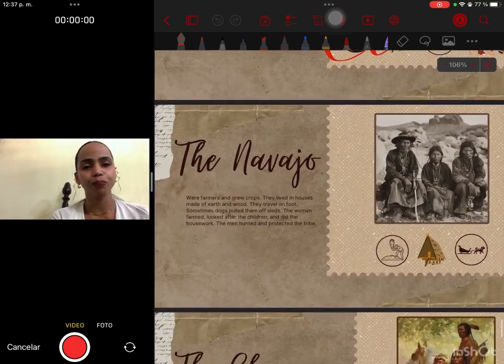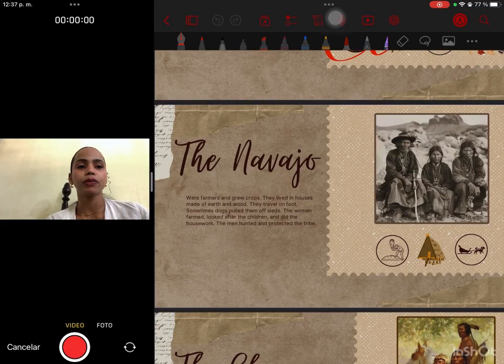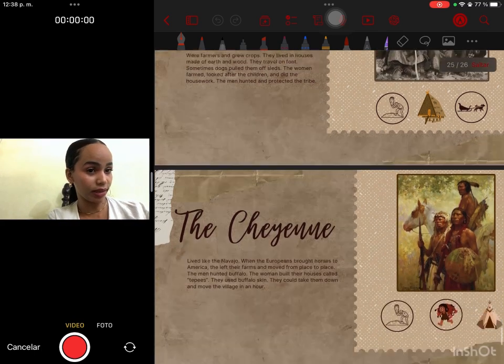The Navajo were farmers and grew crops. They lived in houses made of earth and wood. They traveled on foot, and sometimes dogs pulled sleds. The women looked after the children and did the housework. The men hunted and protected the tribe.